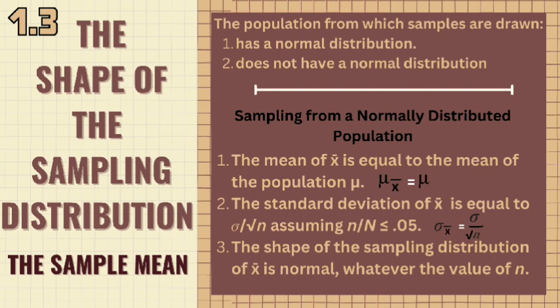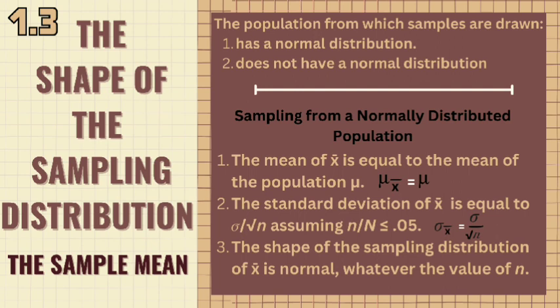So, when the population from which samples are drawn is normally distributed with its mean equal to mu, and the standard deviation equal to sigma, then the mean of the sample mean is equal to the mean of the population, and the standard deviation of the sample mean is equal to the standard deviation divided by the square root of the sample size, assuming that the ratio of the sample size to the population size is less than or equal to 0.05.